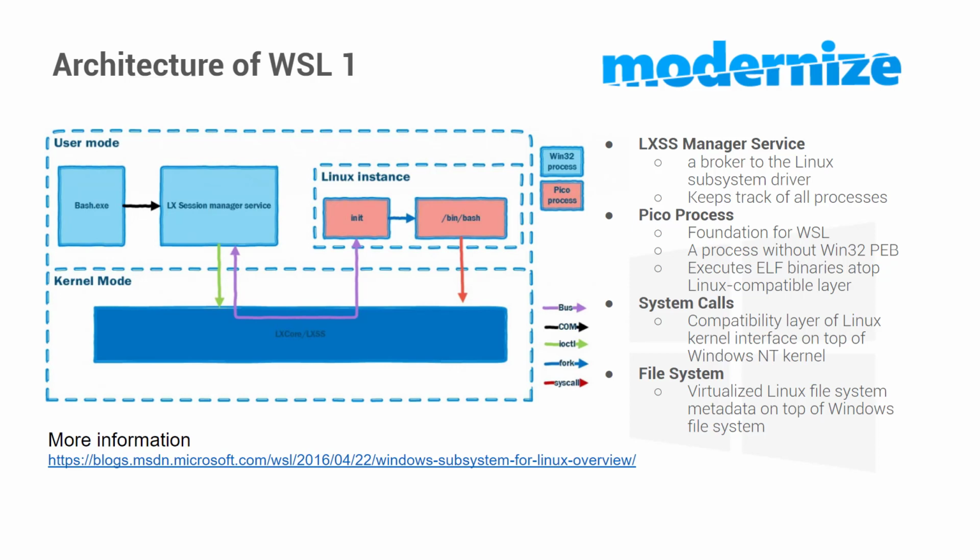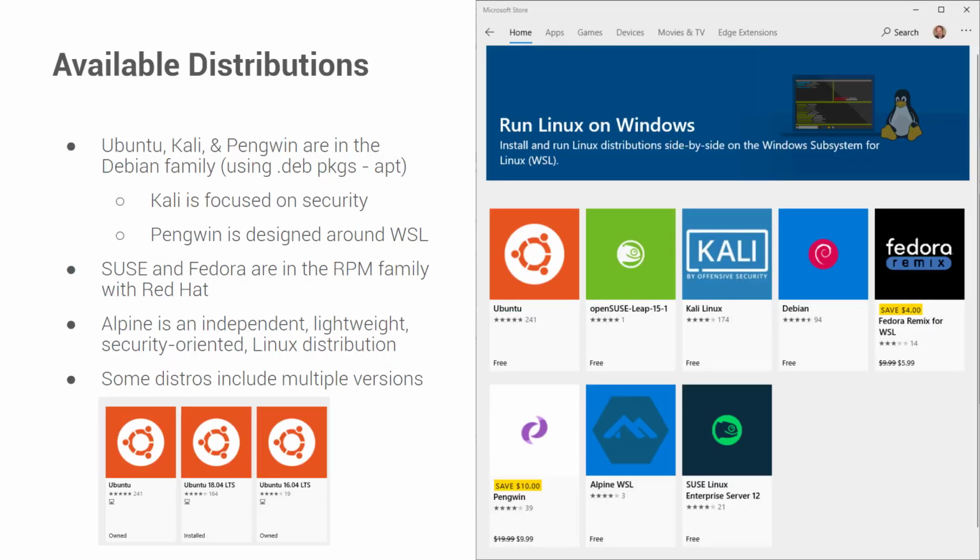Like I said, the file system is also virtualized. It's virtualized on top of the Windows file system. So there may be some issues where it's not completely compatible or the same. These are the distributions that are currently available in the Windows Store: Ubuntu, SUSE, Kali. Actually, I'll do them by families. So Ubuntu and Kali are both in the Debian family with Debian.